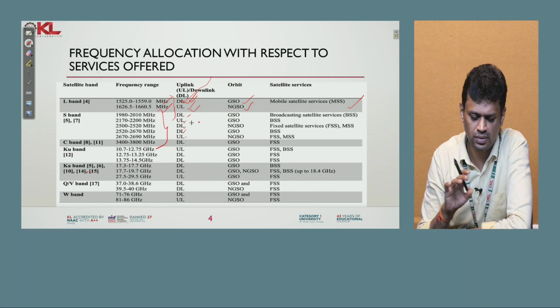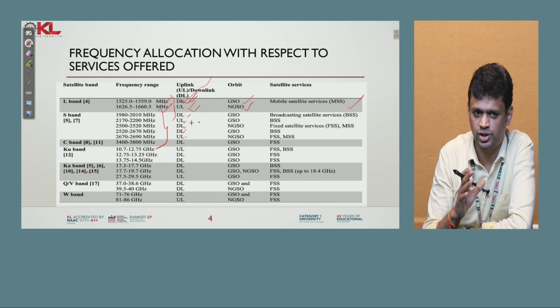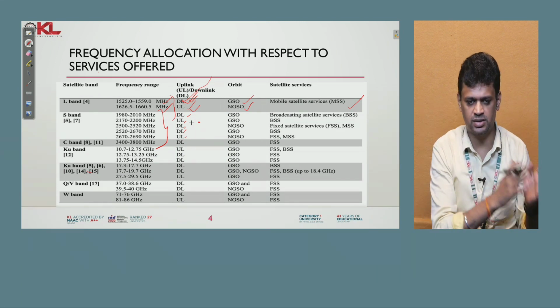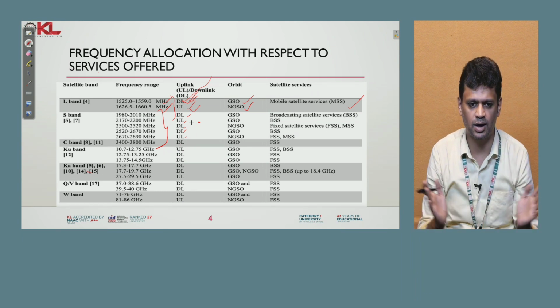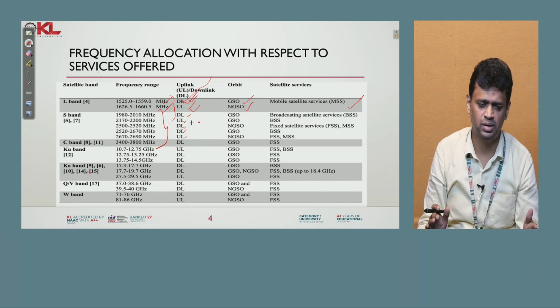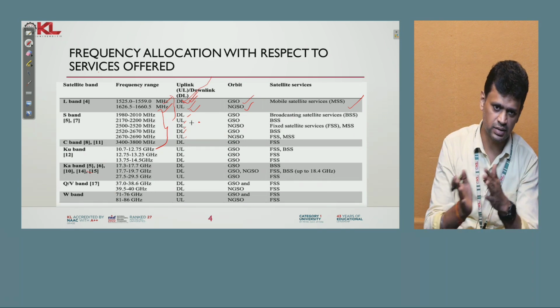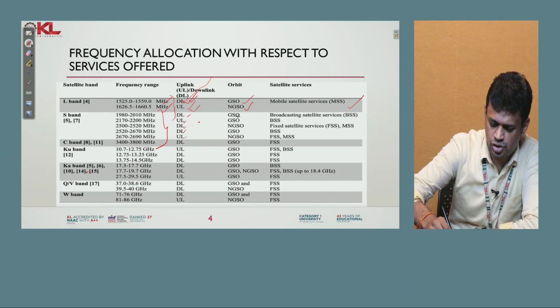So it is very important, as I told you in the previous slide, that we follow the regulations. One of the regulations is that the uplink frequency should lie in this range, the downlink frequency should lie in this range, and all the countries around the world have to follow those regulations. If they don't follow that regulation, then they are going to affect the other communication services. So these are again geostationary orbit, and this is non-geostationary, written as NGSO.